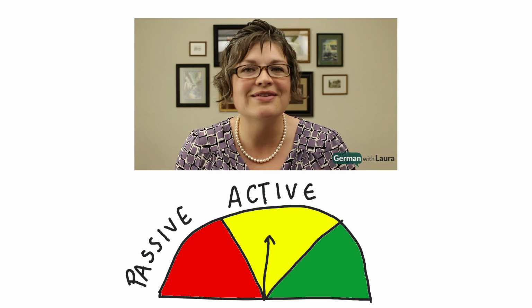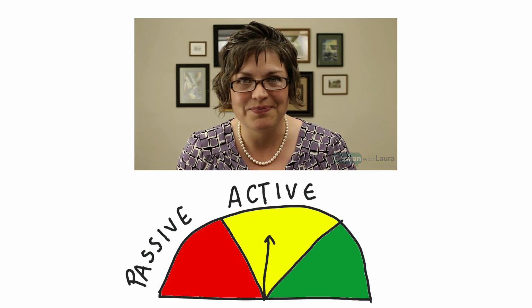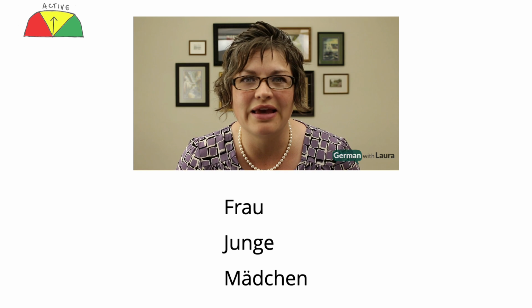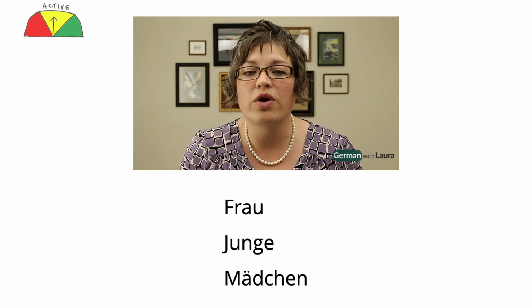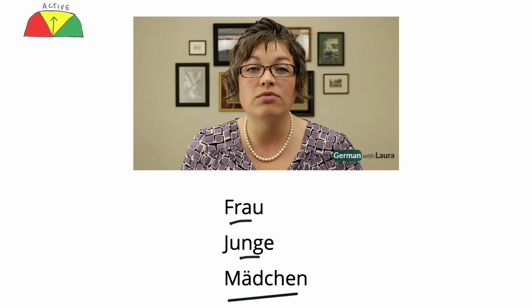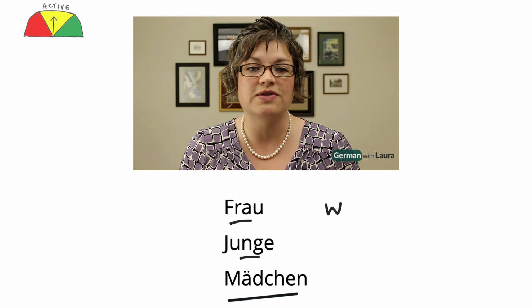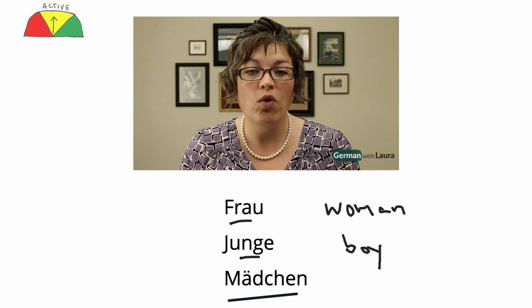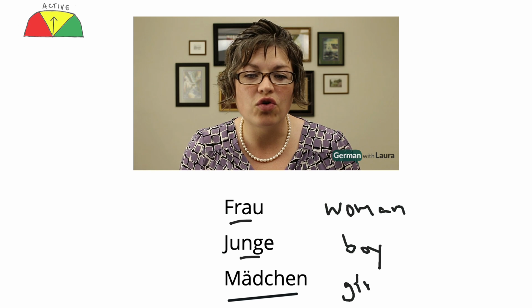But first, what does active learning look like? Many students who are at this middle range active learning level are working with popular apps where you are identifying words, matching them up, unscrambling them. It's going to look something like this. You might have German words such as Frau, Junge, Mädchen, and you click on them to reveal the English translations. That Frau means woman, Junge means boy, Mädchen means girl, okay?